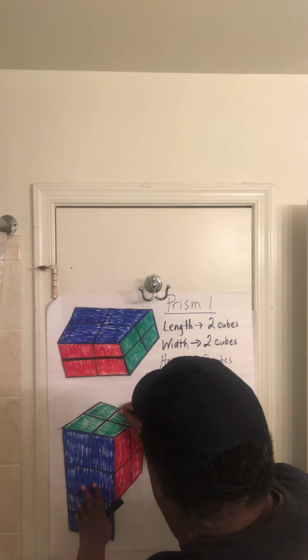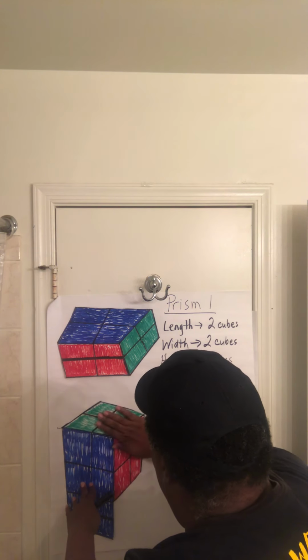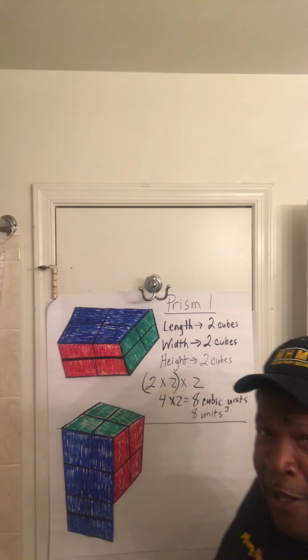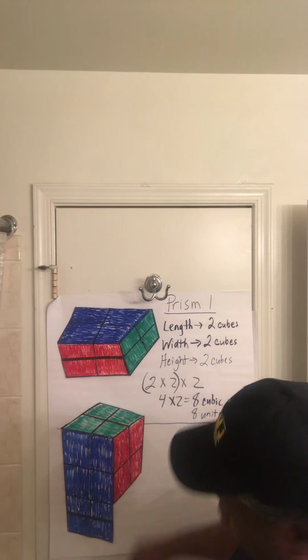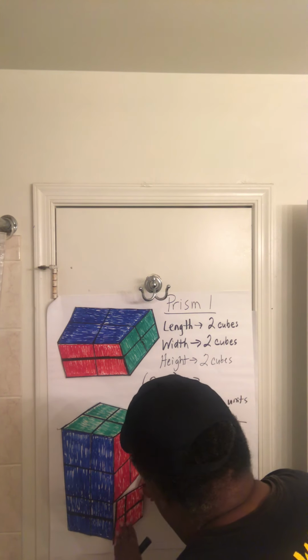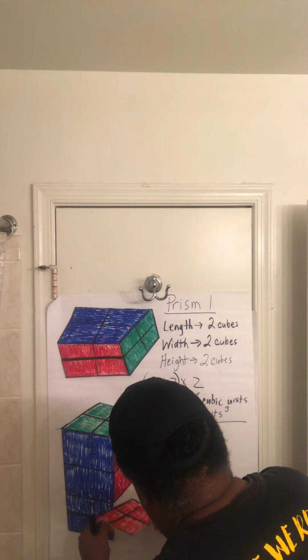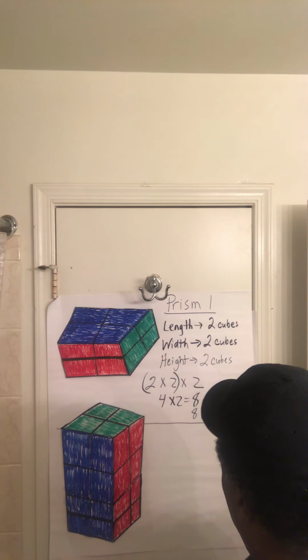And I'm going to put that other prism right here. And you can see that this prism has a length of 2 cubes, a width of 2 cubes, and it actually has a height of 4 cubes. But if we continue the pattern, we could fill in what's missing. Let me turn that around the right way. We could fill in what's missing right here and really get a good view of the length, the width, and the height. And we're going to call this one prism 2.